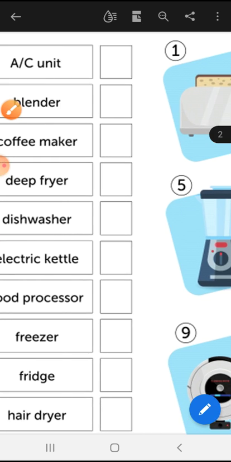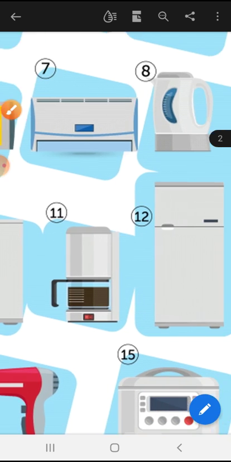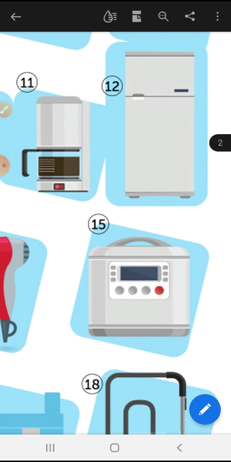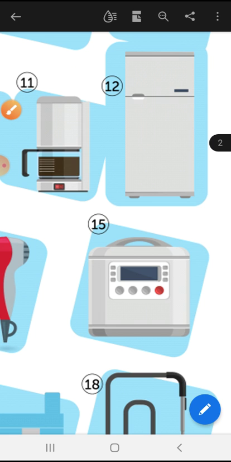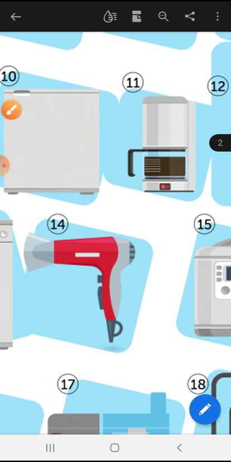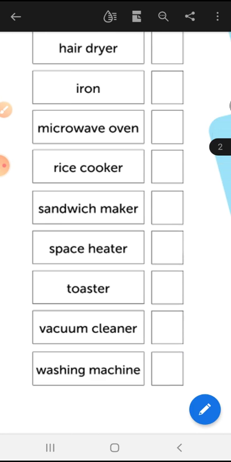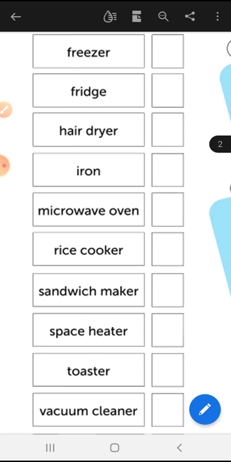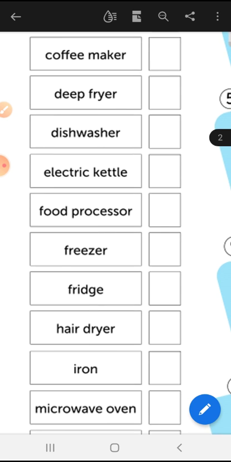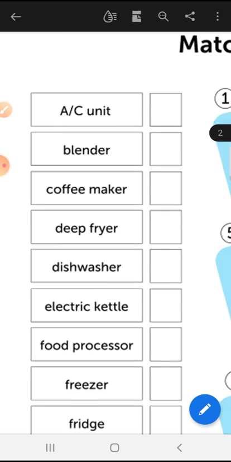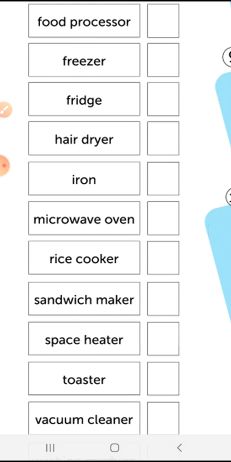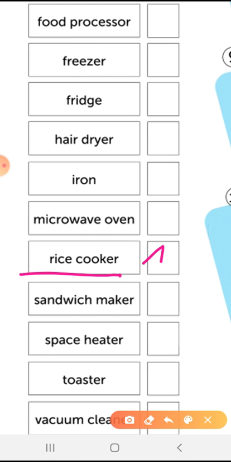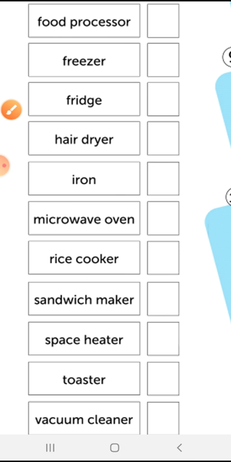Now, another. How about this one? Number 15. Yes, what is it, teacher? Number 15. Number 15 is rice cooker. That's number 15. The rice cooker, yes? Number 15 is the rice cooker.